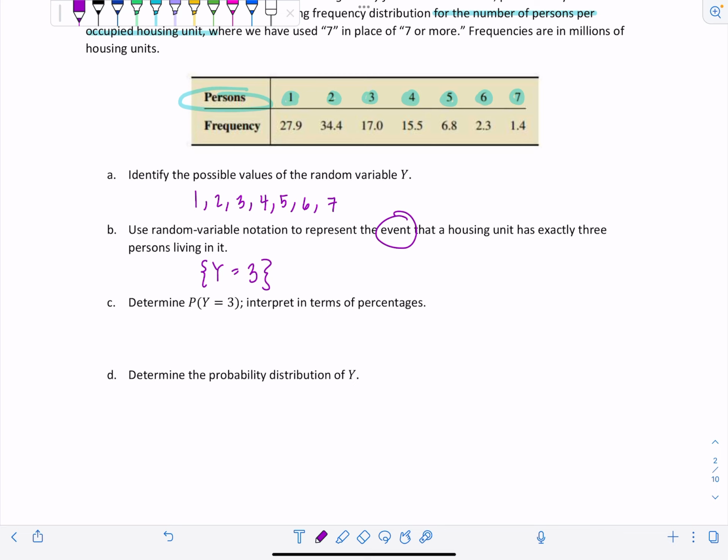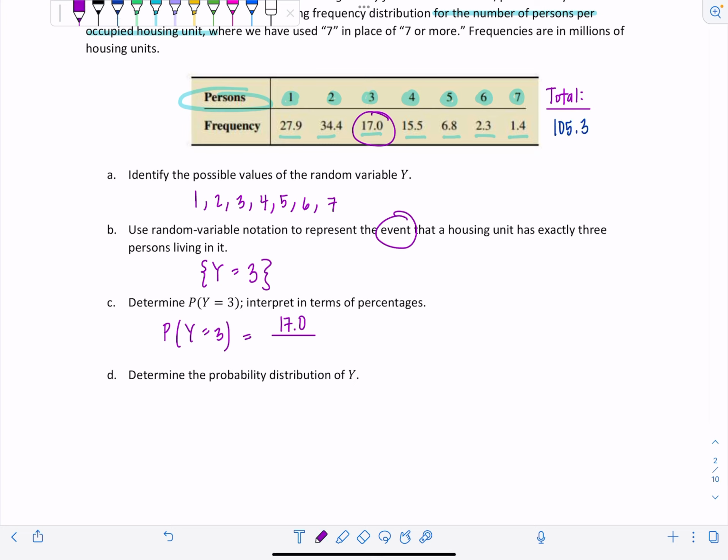Now part C says determine the probability that y is equal to 3, and then interpret in terms of percentages. All right, so to get the probability that y equals 3, I'm going to take the frequency. The frequency at 3 was 17.0, and then I need to divide by the total. Well, they didn't give me the total, so we've got to total it up right now. Take a second, add up 27.9, 34.4, 17, 15.5, 6.8, 2.3, 1.4. We got to total that all up, and we have 105.3.